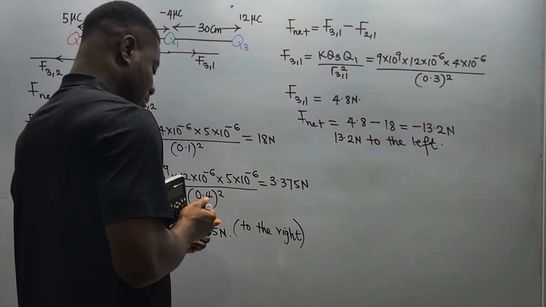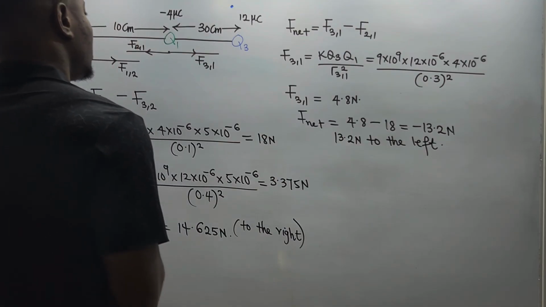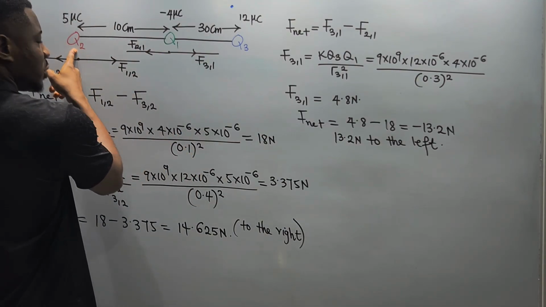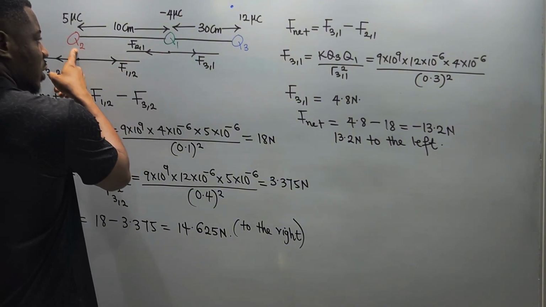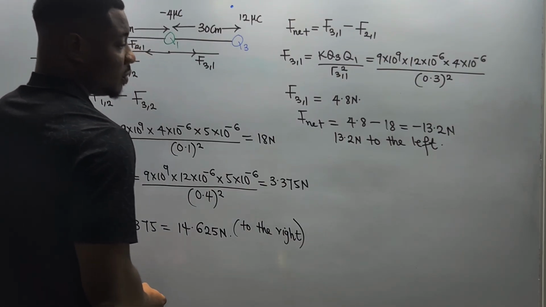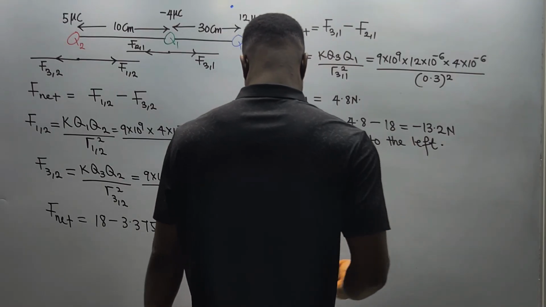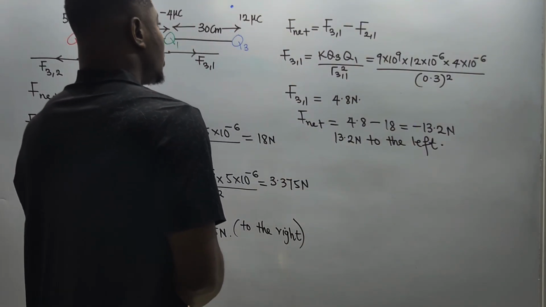However, you now have to check if the movement to the left is towards a charge. From here, if it's moving to the left, it is still towards charge Q2. Once the net force moves towards a charge, it means that what we have is attractive. So this 13.2 newtons is still going to be an attractive force. All right, so let's do the last one.